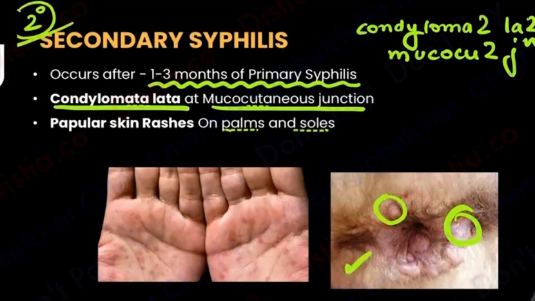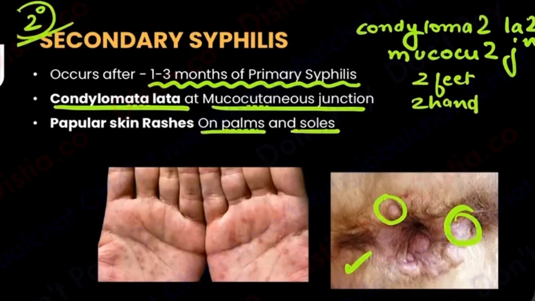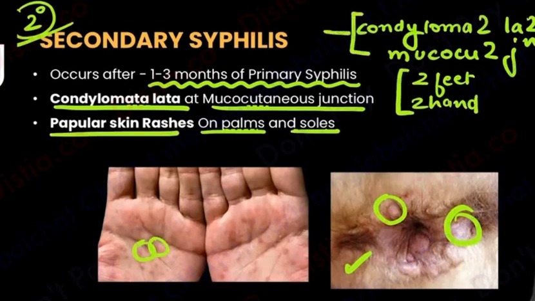Apart from that, so these are sorted. Condyloma latum. Now we come down to the involvement of two hands and two feet. Of course, we have 2 hands and we have 2 feet. What is going to happen in those 2 hands and 2 feet? We are going to have these rashes, the papular skin rashes. So is everyone sorted with the 2 features that are going to take place in secondary syphilis? Number 1 is condyloma lata at the mucocutaneous junction. And the second feature is 2 hands and 2 feet are going to show you rashes.